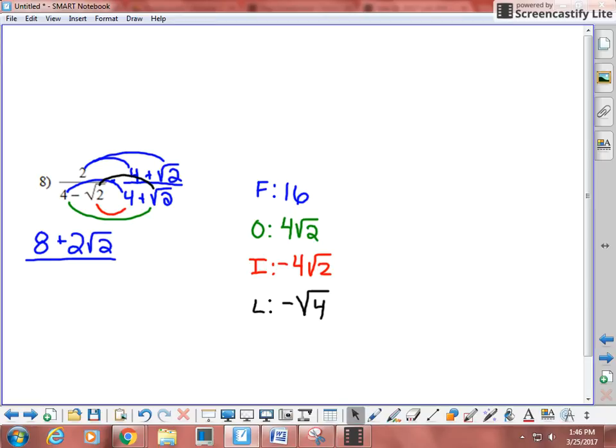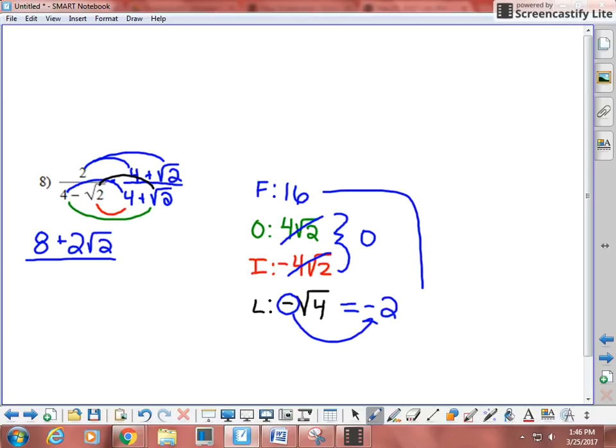Okay, so again, like we said, the benefit of this is that your outer and your inner are always going to add up to 0. So they go away. That's what we want because we don't want any square roots. We also know that the square root of 4 is 2, and this negative sign stays with it, so negative root 2. So I put together my numbers, and I get 14. So my denominator on this should be 14.